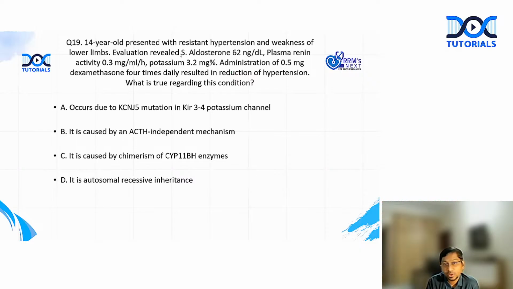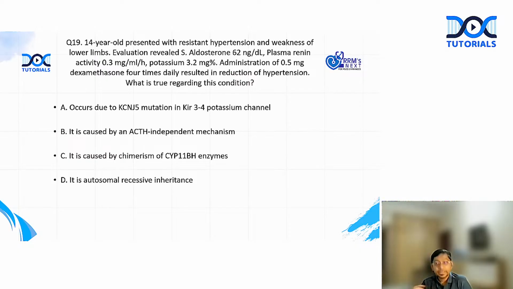Okay. 14-year-old with resistant hypertension, weakness of lower limbs. Evaluation revealed aldosterone of 62 nanogram per deciliter, plasma renin activity of 0.3 nanogram per ml per hour, potassium of 3.2. Administration of 0.5 milligram of dexamethasone 4 times a day resulted in reduction of hypertension. What is true regarding this condition?